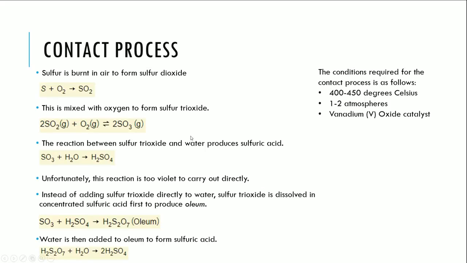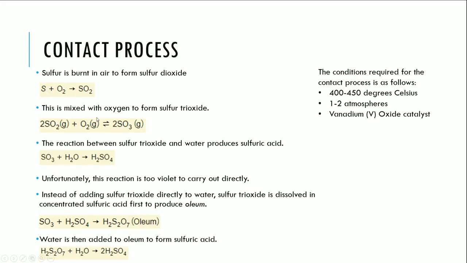So we talked about sulfur dioxide being used in the contact process, which is the process that makes sulfuric acid. So let's just go through the steps, because this is quite important, and if they're going to be asking you any question about sulfur, generally it would be about the contact process. Sulfur is basically burnt in air to form sulfur dioxide. Simple. Sulfur plus oxygen gives you sulfur dioxide.